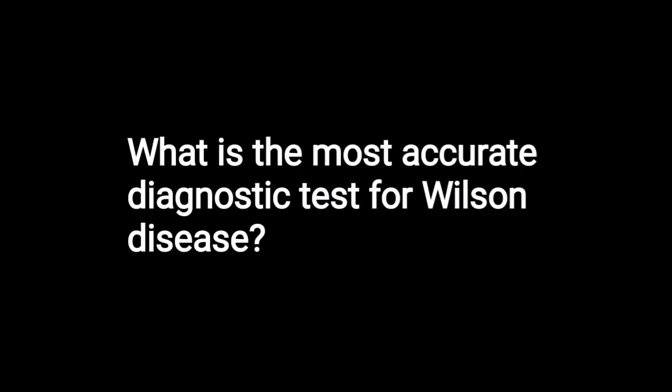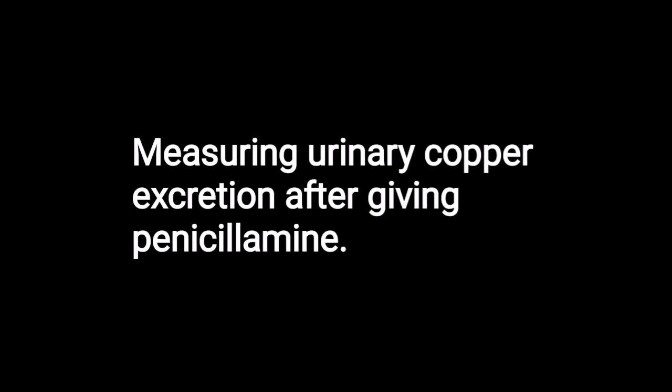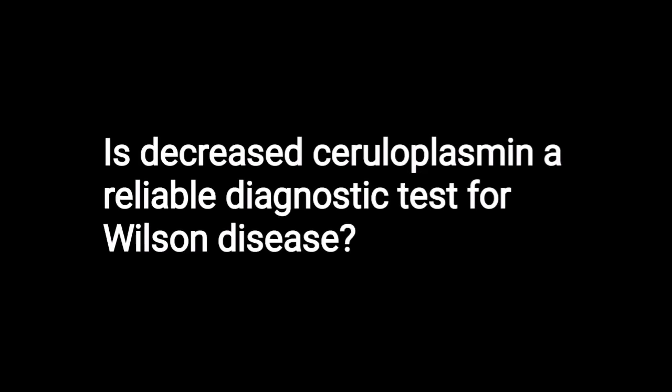472. What is the most accurate diagnostic test for Wilson disease? Measuring urinary copper excretion after giving penicillamine. 473. Is decreased ceruloplasmin a reliable diagnostic test for Wilson disease? No, it is not the most accurate test, even though ceruloplasmin is often low.